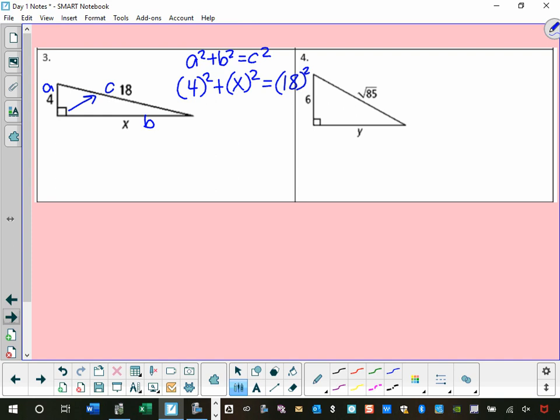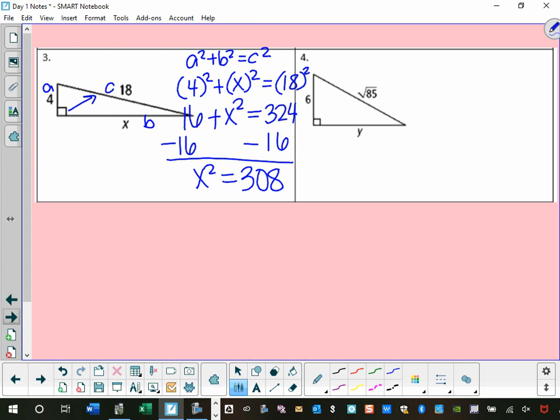All right, 4 squared is what? 16 plus x squared is equal to, what's 18 squared? 324. All right, now what? How do I solve for x? So we're left with x squared is equal to what? It was 324 minus 16. 308.